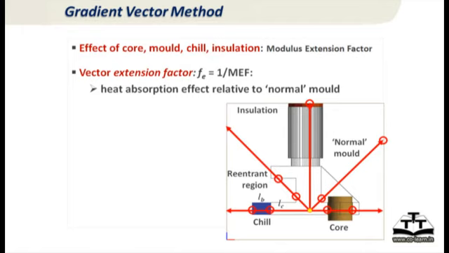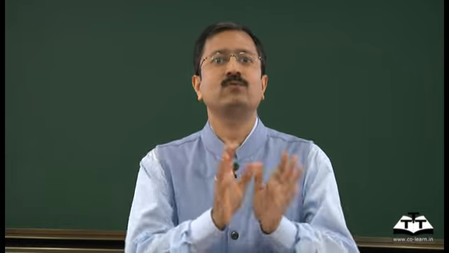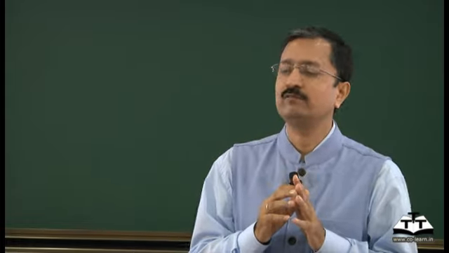I can introduce a factor called the extension factor, and I can relate it by saying that the extension factor is nothing but the density times specific heat of the particular body in which I am interested, divided by the density and specific heat of the mold material. Essentially it means compared to the mold material, my heat capacity is less or more. Okay? And in this equation, if you plug in the values for chill or insulation, beautifully you will get an MEF value for insulation as 1.4 and exothermic as 1.7, which matches the manufacturer's values of MEF.